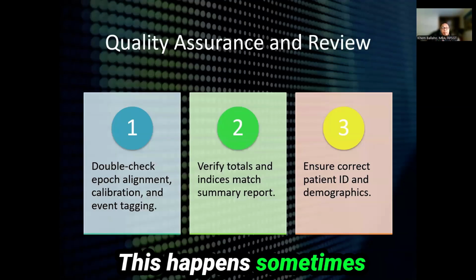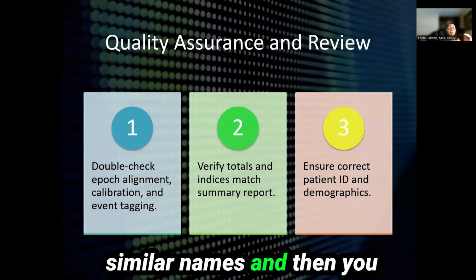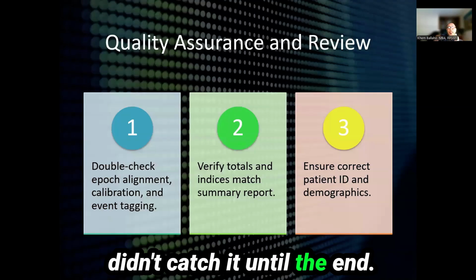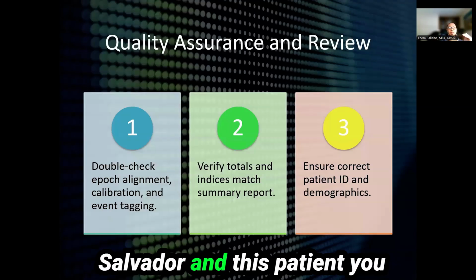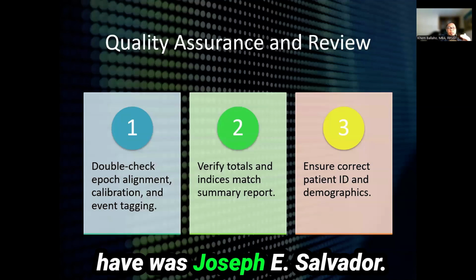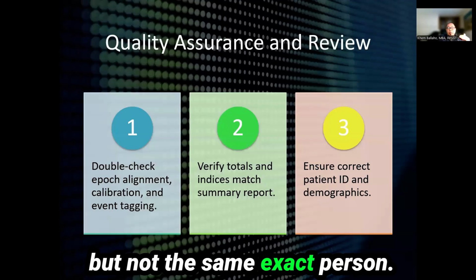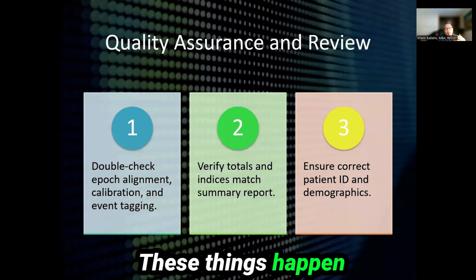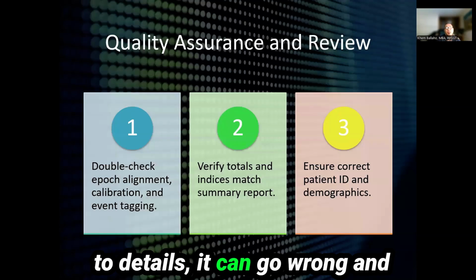This happens. Sometimes the patients might have similar names, and then you didn't catch it until the end. Whereas you might have a Joseph Salvador, and this patient you had was Joseph E. Salvador. So they have similar names, but not the same exact person. These things happen every now and then. If you're not paying attention to details, it can go wrong.